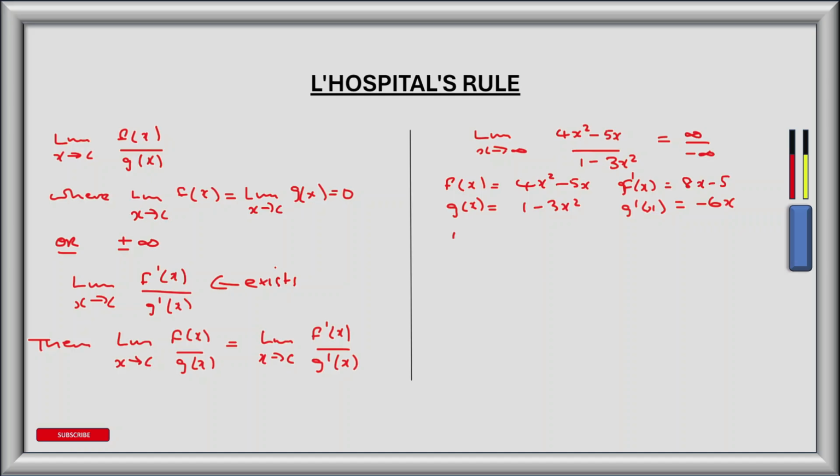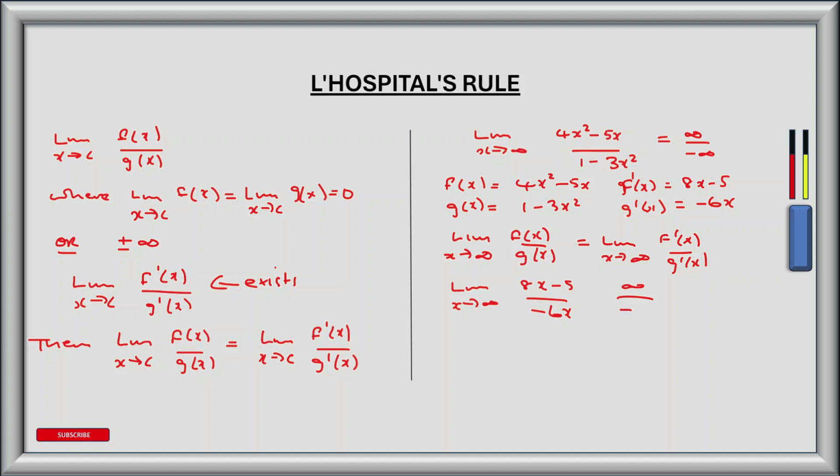So the limit as x tends towards infinity of f(x) over g(x) equals the limit as x tends towards infinity of the derivative of f(x) divided by the derivative of g(x). So the limit as x tends towards infinity of the derivative of f(x), which is 8x − 5, divided by the derivative of g(x), which is −6x. So we can see here, as x tends towards infinity, as x gets larger, the numerator tends towards infinity, and the denominator tends to minus infinity.